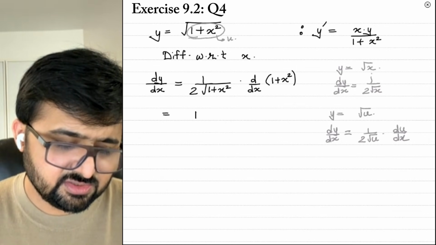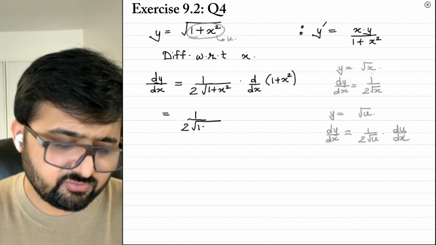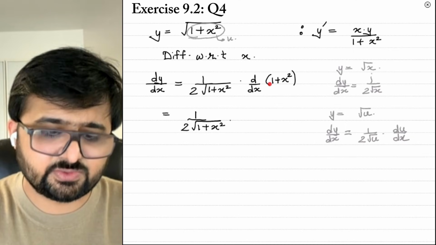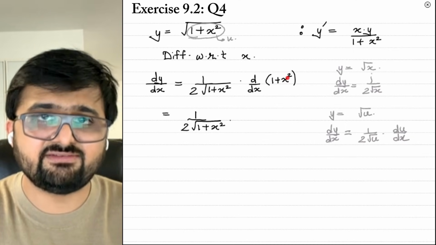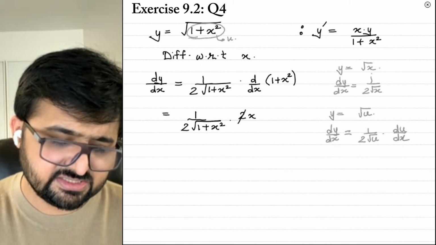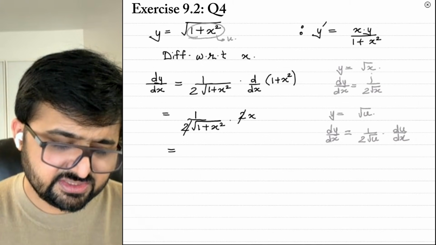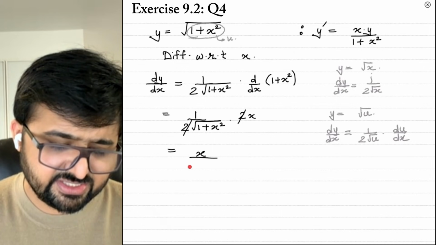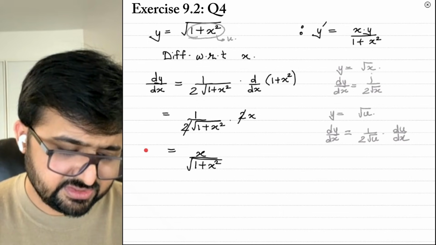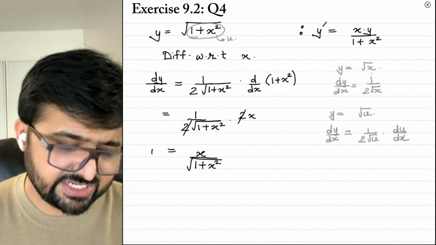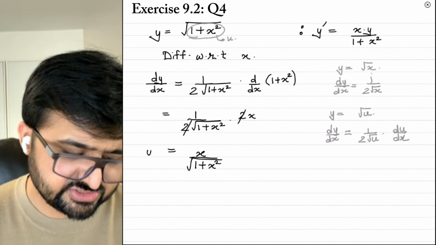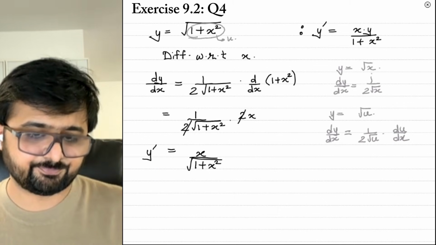So that will be 1 upon 2 square root of 1 plus x square. Now, derivative of 1 plus x square, derivative of 1 is 0 and derivative of x square is 2x. Okay, I hope that makes sense. Now, this 2 and 2 will get cancelled and we get x divided by square root of 1 plus x square, and this is dy by dx, which I can write as y dash, because dy by dx is just represented as y dash.